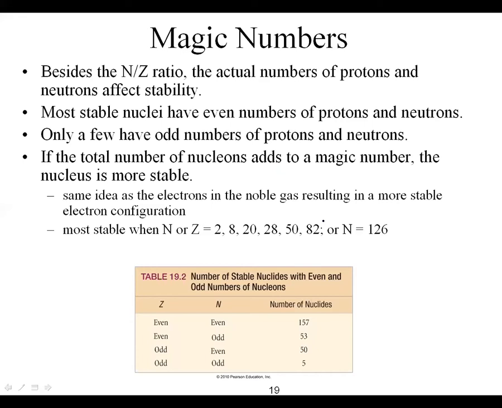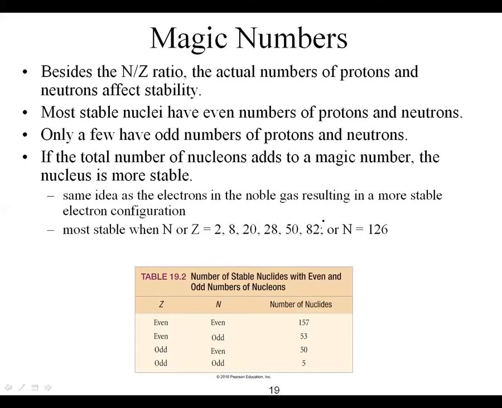Your third best, or your second worst, however you want to look at it, is an odd number of protons and an even number of neutrons. And lastly, your worst situation in terms of stability is when you hit odd on both of those: odd protons and odd neutrons. In terms of nuclides, you can see there's only about 5 stable ones in that arrangement. So even and even is the best situation you could have.